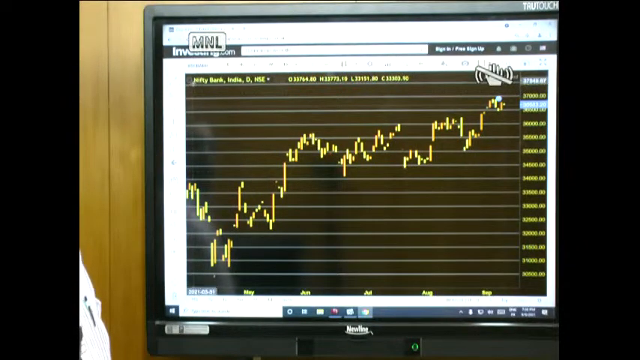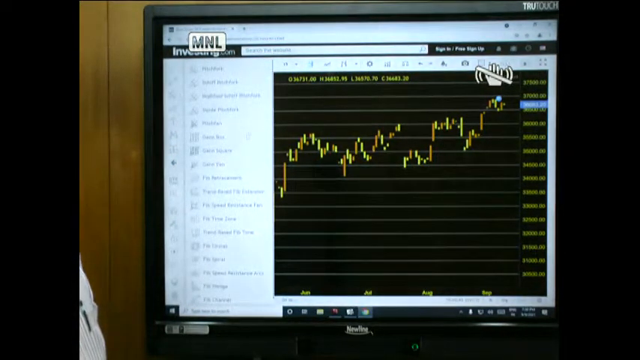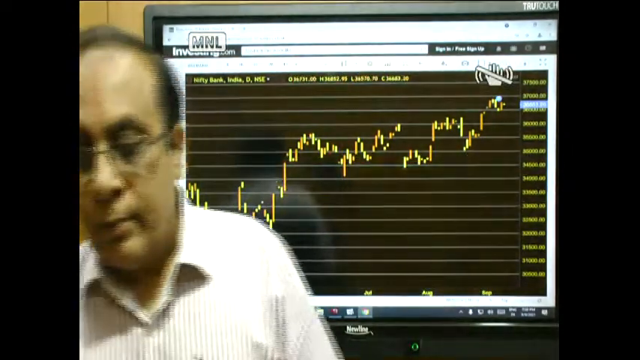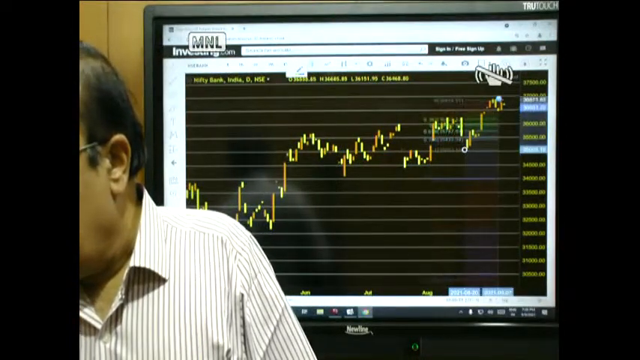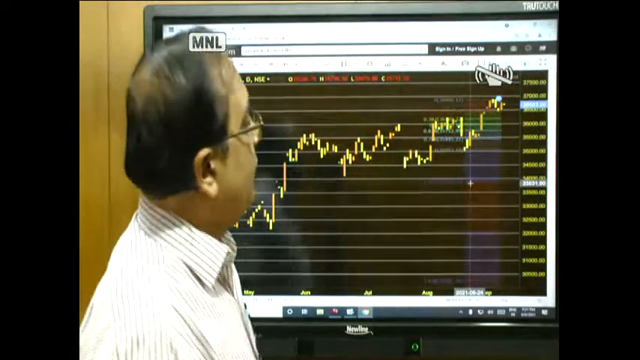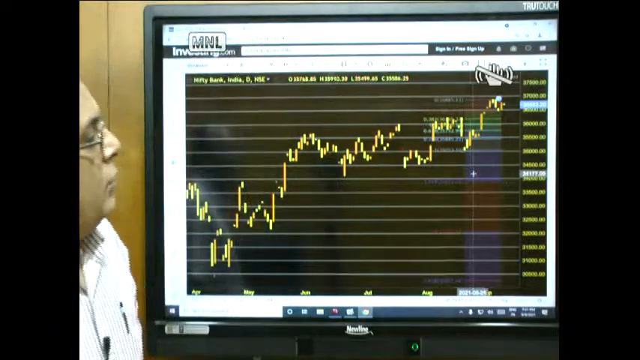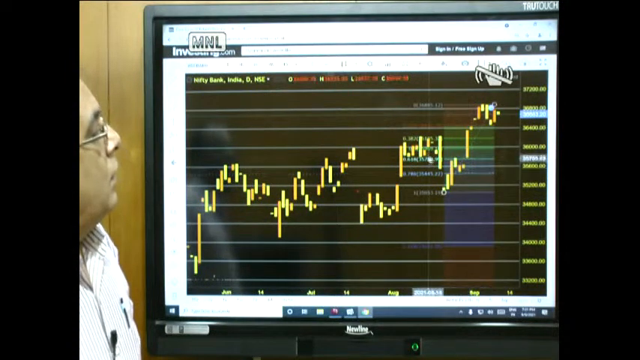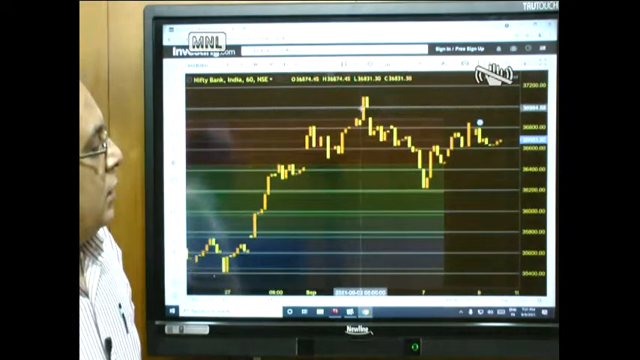Let's look at the chart. So we are going to draw the Fibonacci from here. Approximately, if you see, the first support that came down should have been 36,000. I don't know what is missing in this chart. See, 36,000. Let's look at the hourly chart. Now it's clear, more clear.